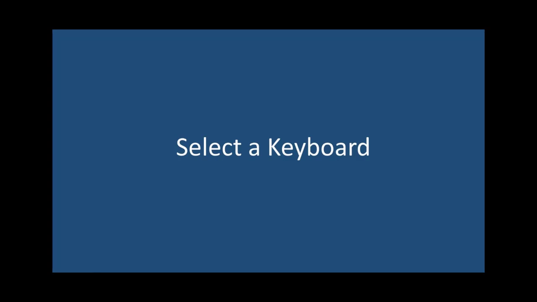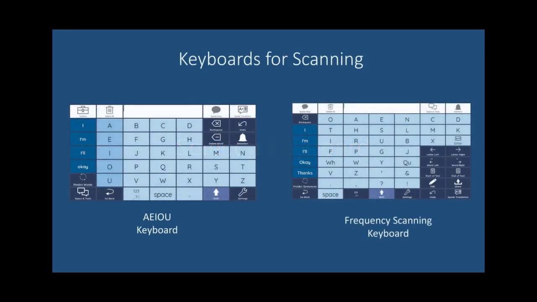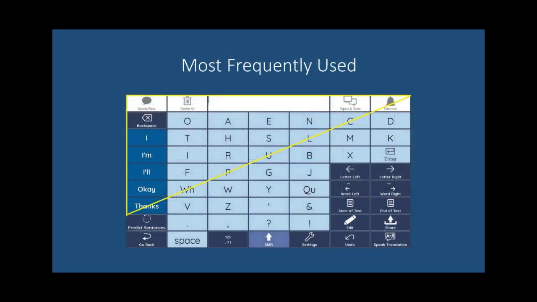Keyboard selection. Though any keyboard in AlphaCore can be accessed through scanning, there are two that work best. The AEIOU keyboard works fine for scanning, and since it's in alphabetical order, does not take much practice. For faster communication, select the frequency scanning keyboard. This keyboard is specifically designed to make scanning efficient and places the buttons and keys you need most frequently in the top left of the keyboard for fastest access.